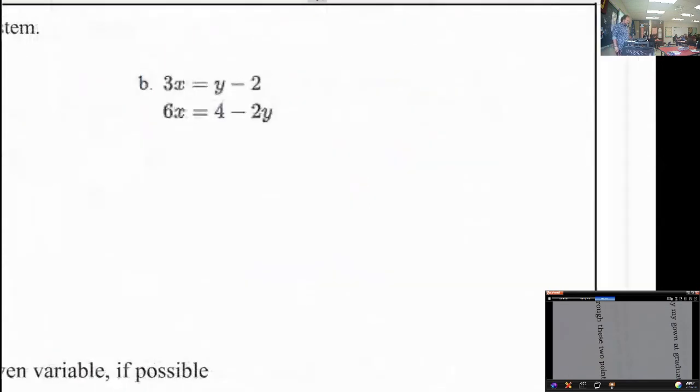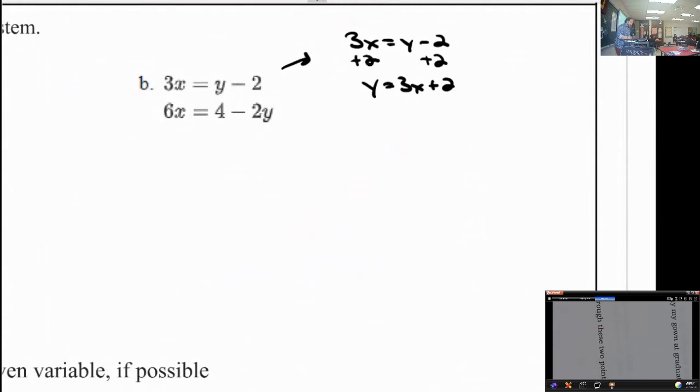Over on question B, this is more of an elimination system, but it's also got some tricks thrown your way. The x's are already stacked up on the left side correctly together, but the y's are kind of not. In fact, honestly, I withdraw immediately. I'm going to solve this by substitution. Because if 3x equals y minus 2, then y is equal to 3x plus 2, if you add 2 to both sides in that equation. And I think this is an easier way to solve this particular problem.